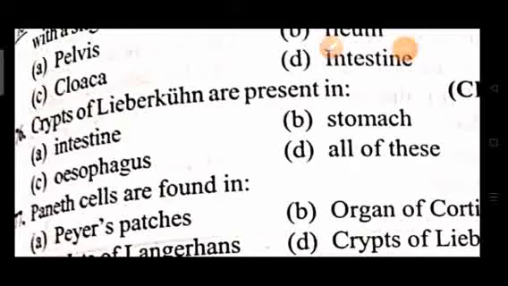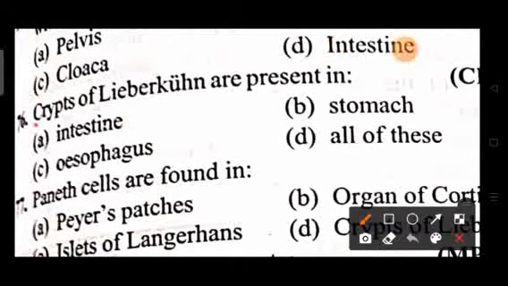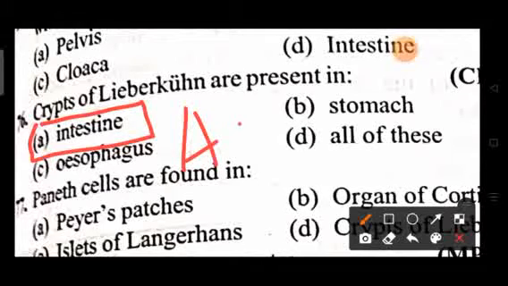So crypts of Lieberkühn are the linings of the intestine. So they will be present in the intestine. Esophagus does not have any villi. Stomach also has rugae but not villi. So absorption of the food takes place in the villi. So the answer is intestinal. Crypts of Lieberkühn are present in the intestine.